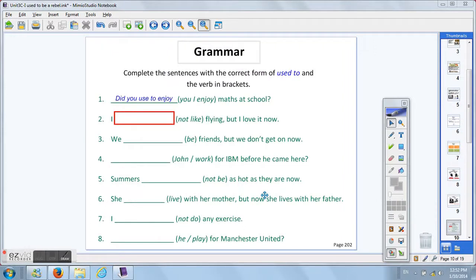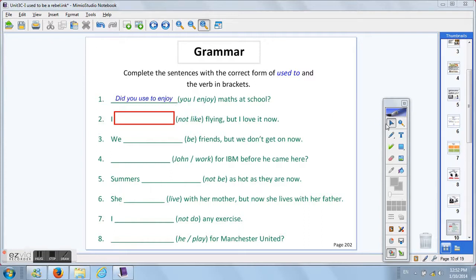Grammar. Complete the sentences with the correct form of used to and the verb in brackets. Example number 1. Did you used to enjoy maths at school? Look at use, U-S-E, not U-S-E-D.